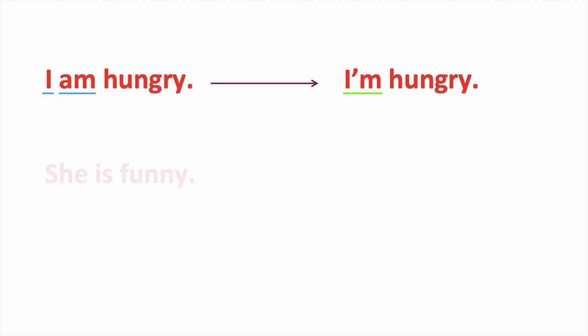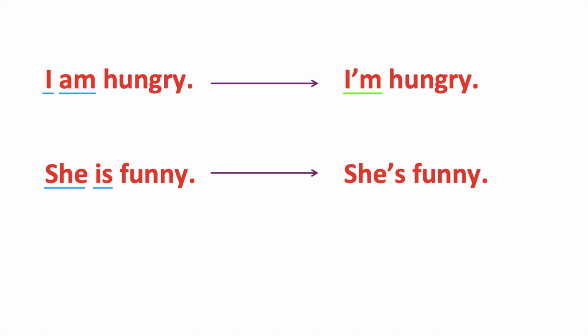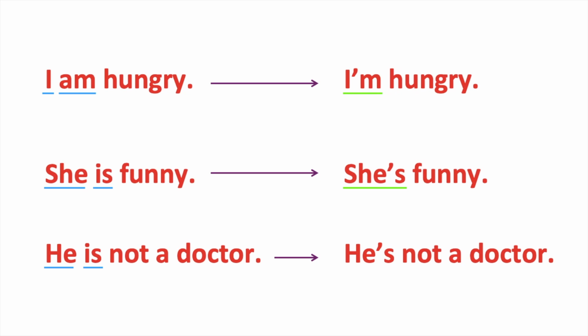Another example is, she is funny. Here I can combine she and is. She's funny. He is not a doctor. I can combine he and is. He's not a doctor.